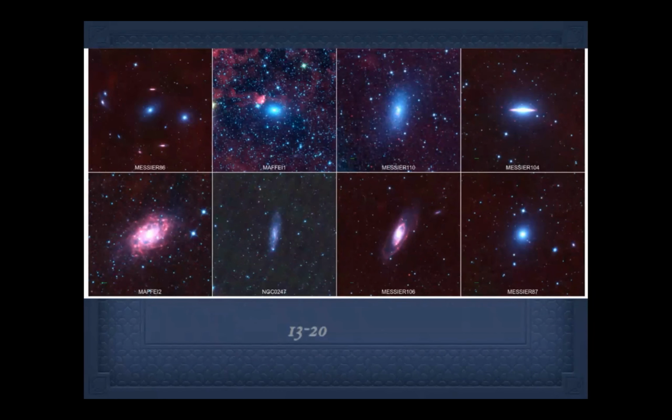Here's the next set. Maffei 1, recently discovered because it's in the zone of avoidance. M110, that's part of Andromeda that I think you can see from the ground with your telescopes. M104, that's the Sombrero, beautiful galaxy. M87, lower right, the big famous Virgo A. That's where the black hole was mapped with the Event Horizon Telescope. That's M87, he's a monster.